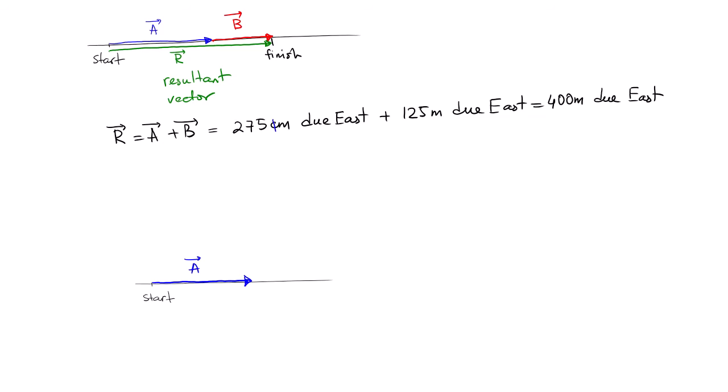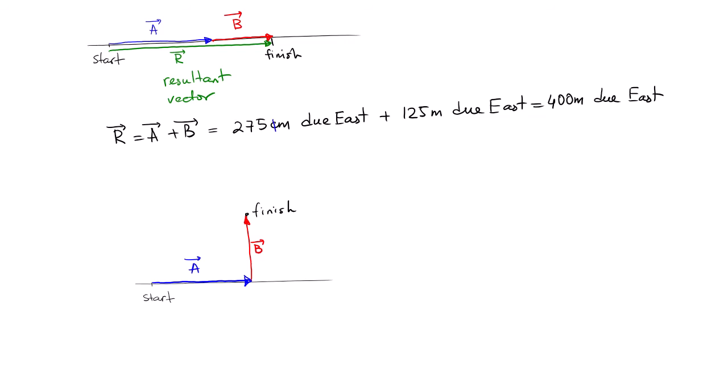So this is my vector A, and now the car moves 125 meters due north. Which means if I do head to tail, I'm going to put the tail of vector B on the head of the vector A, and it's going due west. So this would be my vector B, and here we have the final point, finish.